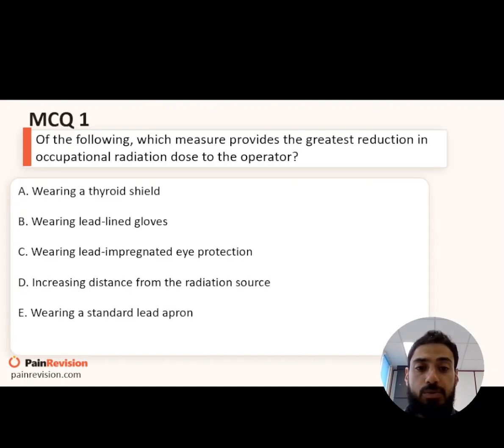Okay, so let's do some MCQs. The first one says, of the following, which measure provides the greatest reduction in occupational radiation dose to the operator? I'll give you a few seconds, pause the video, think about it. This is a single best answer, so only one answer is correct.